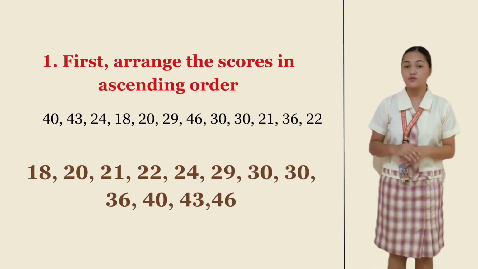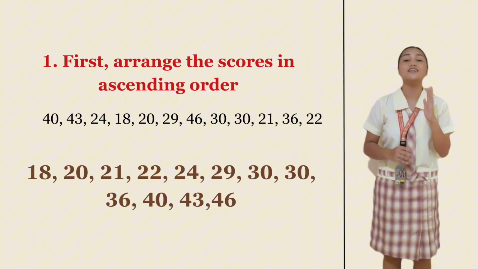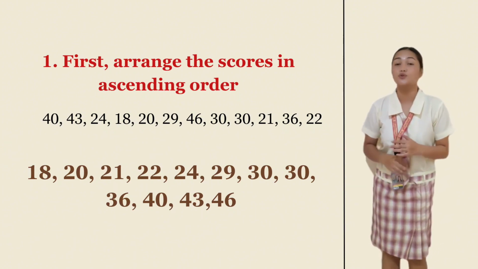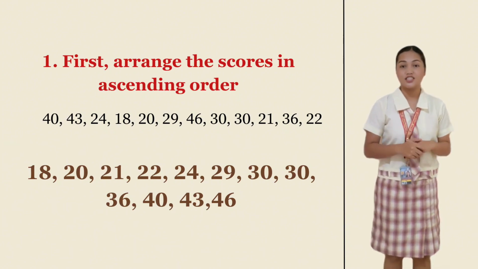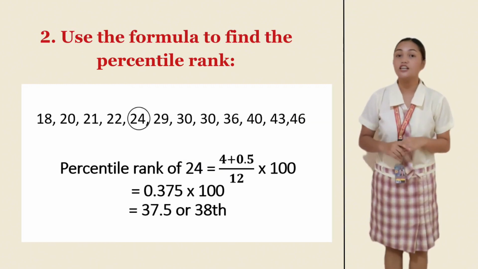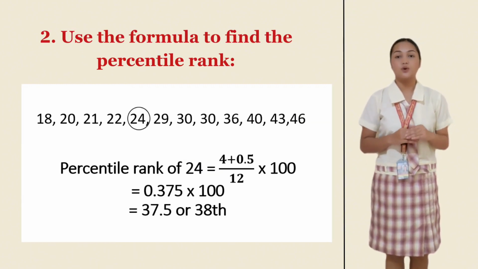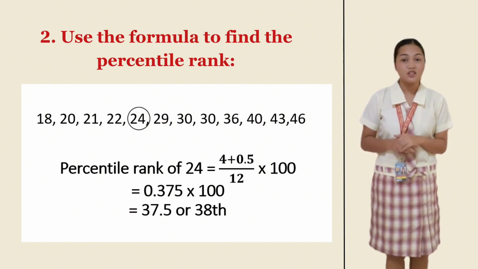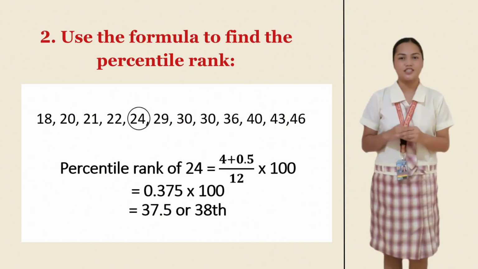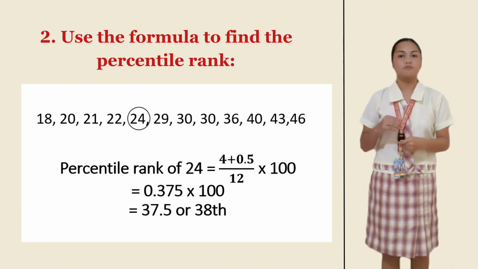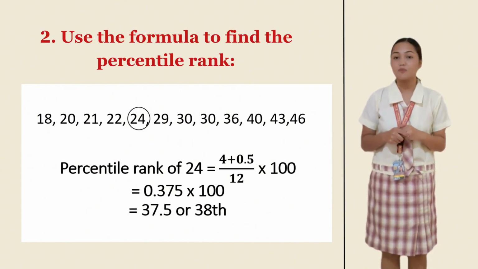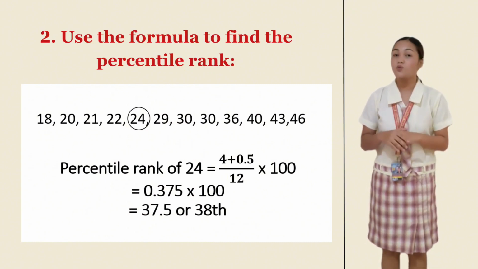Again, for the solution, the first step is to arrange the scores in ascending order: 18, 20, 21, 22, 24, 29, 30, 30, 36, 40, 43, and 46. Second, we use the formula to find the percentile rank. So the percentile rank of 24 is equal to 4 plus 0.5 over 12 times 100.